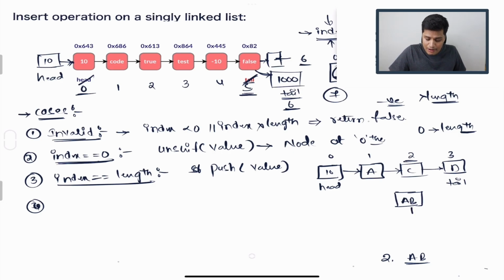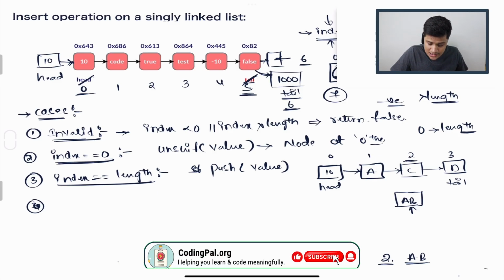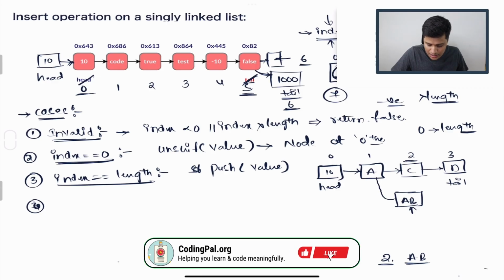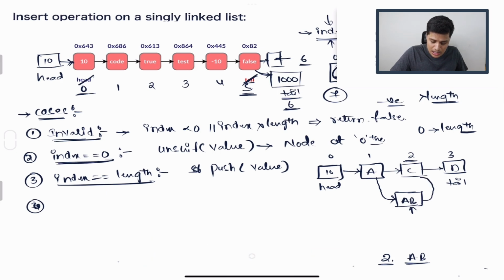and this node should be reachable from its previous node. That means since we are inserting a node at the second index, this node's reference should be available at the node at index 1. That means that next of A should store the reference of AB. Similarly, the next of AB should store the reference of C. In this way, the old connection will be broken and new connections are established. As a result, AB will be available at index 2, C will be available at index 3, and D will be available at index 4.